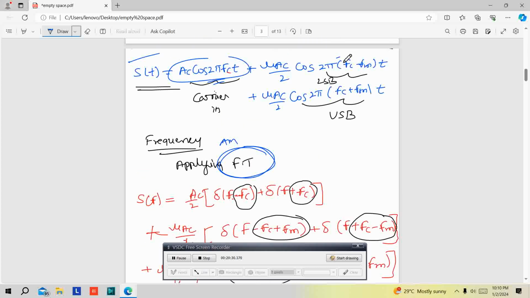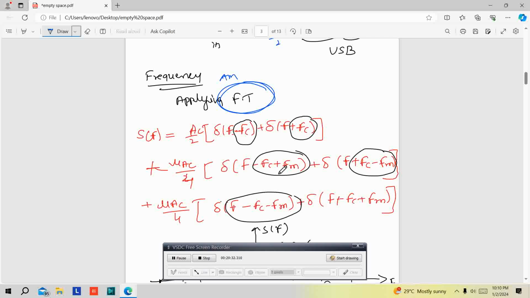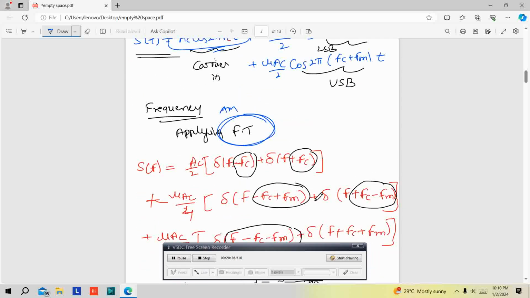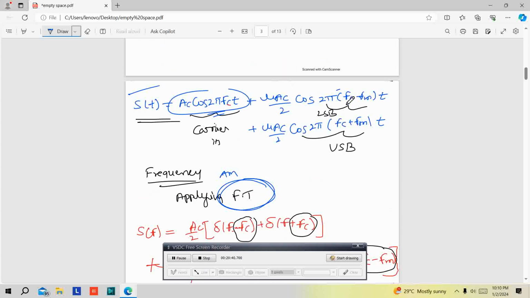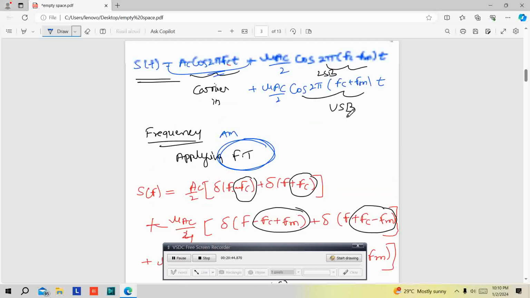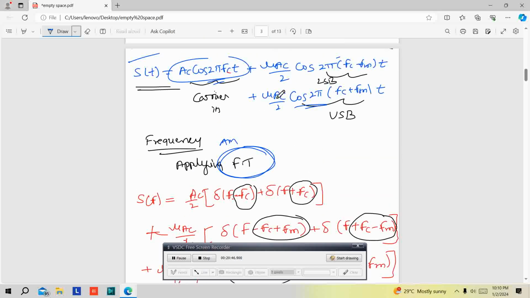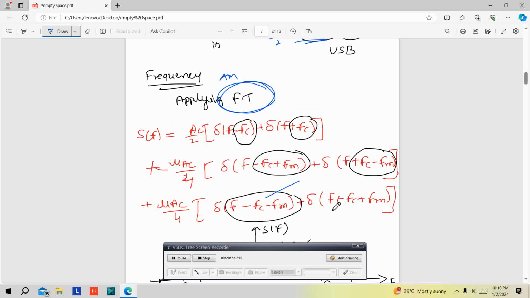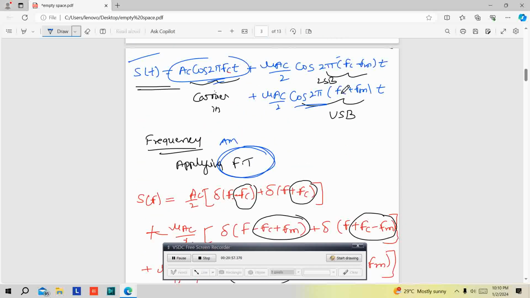F minus fc means it becomes minus fc minus fm. One minute, it is minus fc plus fm. Okay, fine. Then plus delta of f plus fc, that is fc minus fm. Similarly, apply the same thing here. It is mu Ac by 4 and delta of f, f minus fc means minus fc minus fm, and plus delta of f plus fc, written as it is, fc plus fm.